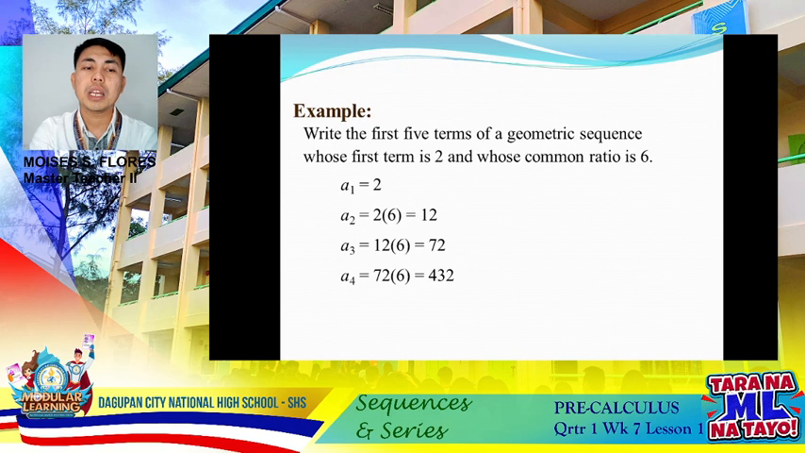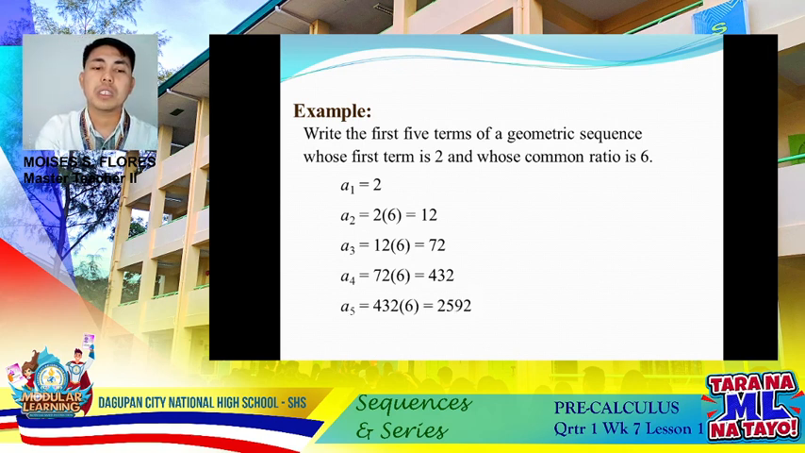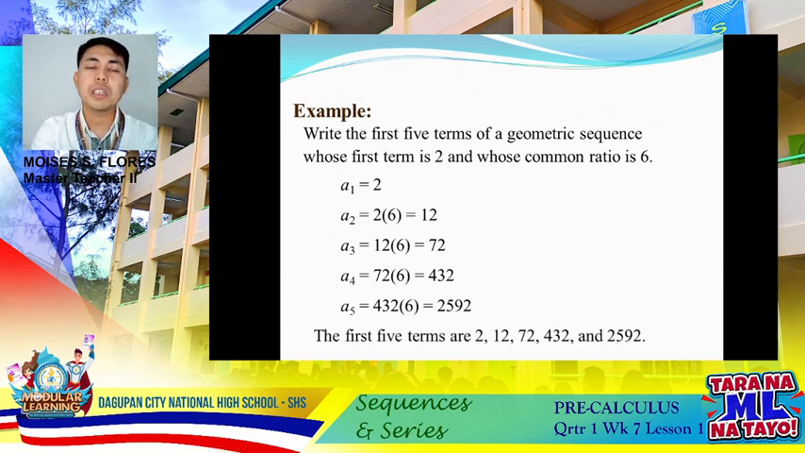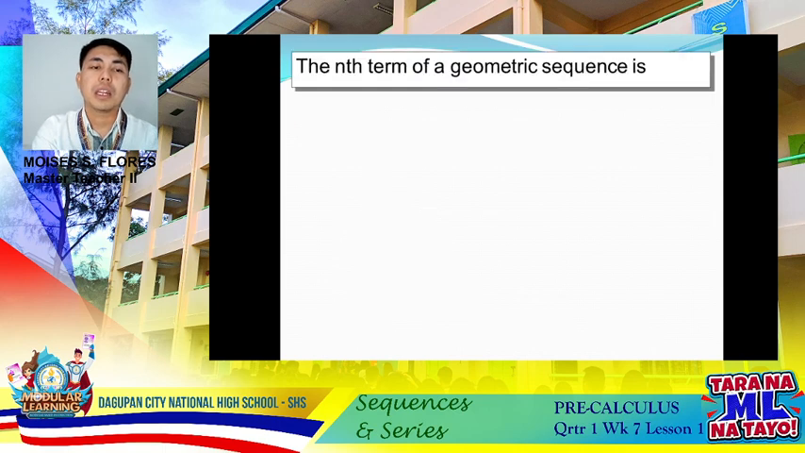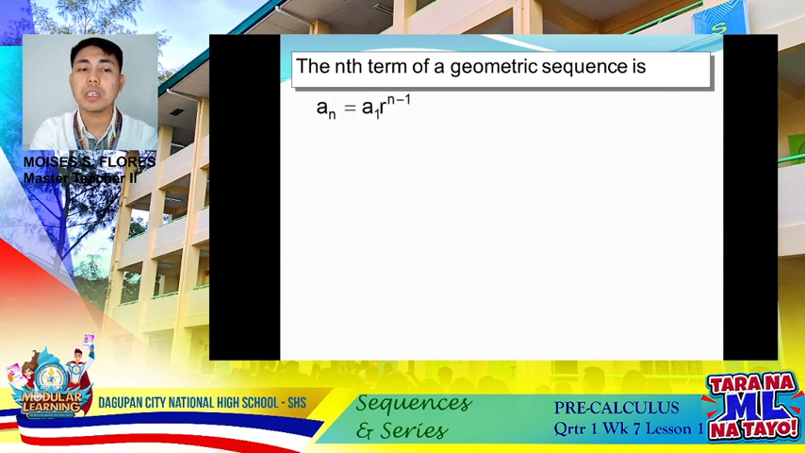And then the last term that we are asked for is the fifth term. 432 times 6 is simply 2,592. Therefore, we conclude that the first 5 terms are 2, 12, 72, 432, and 2,592. Another thing to consider for a geometric sequence is that for the nth term we could use this formula: a sub n equals a sub 1 times r raised to n minus 1. And we could derive other formulas out of this.